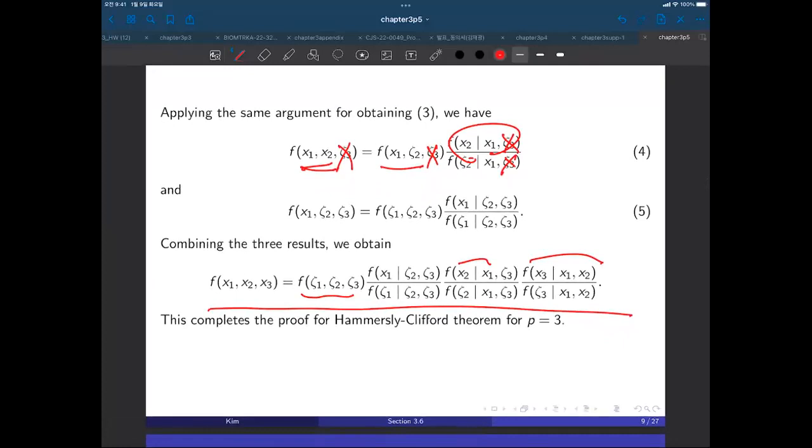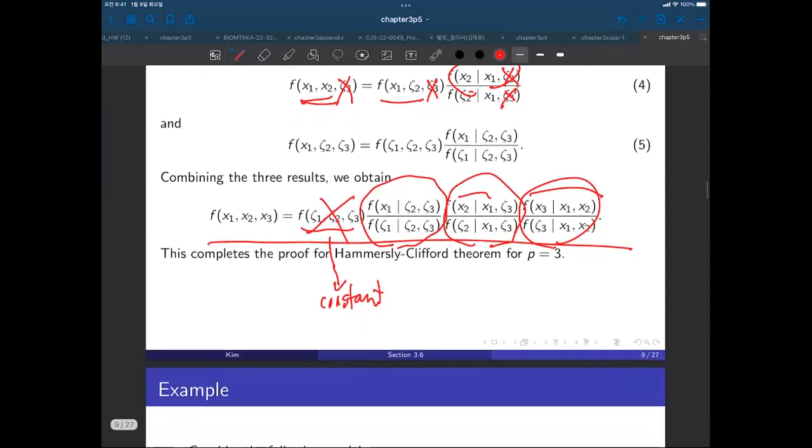Once you write this form, see what is interesting. This is really a constant, so you don't have to worry about that. But the other factors are just 3 full conditional distributions. This is the full conditional of x1 given x2 and x3. This is the full conditional of x2 given x1 and x3. This is the full conditional of x3 given x1 and x2. So this is a really clever idea.